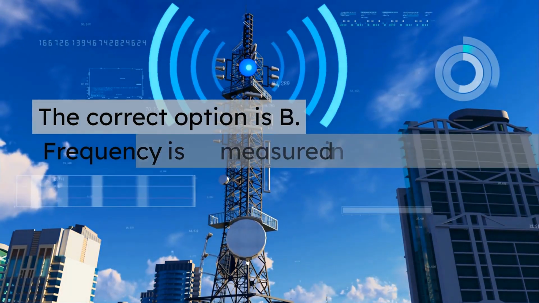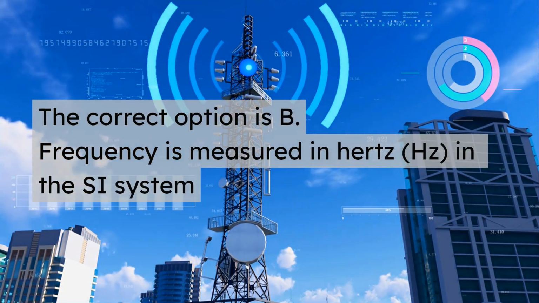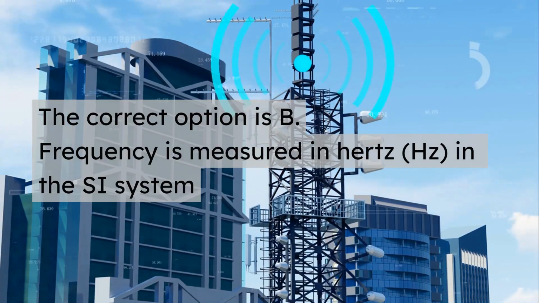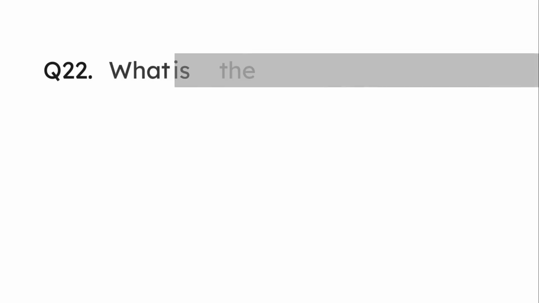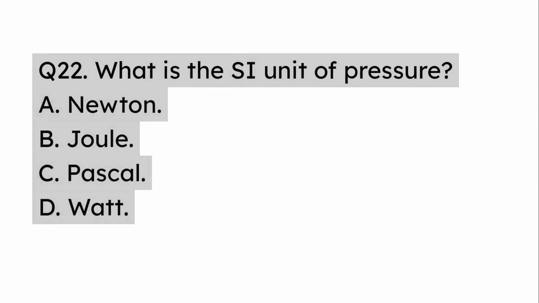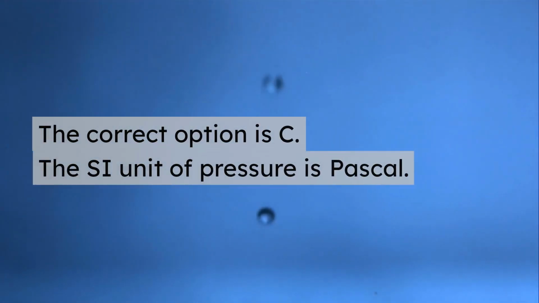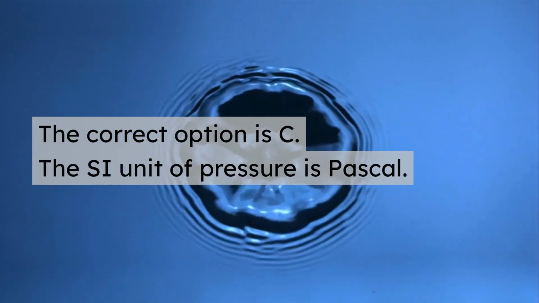The correct option is B. Frequency is measured in Hertz, Hz, in the SI system. Q22. What is the SI unit of pressure? A. Newton. B. Joule. C. Pascal. D. Watt. The correct option is C. The SI unit of pressure is Pascal.